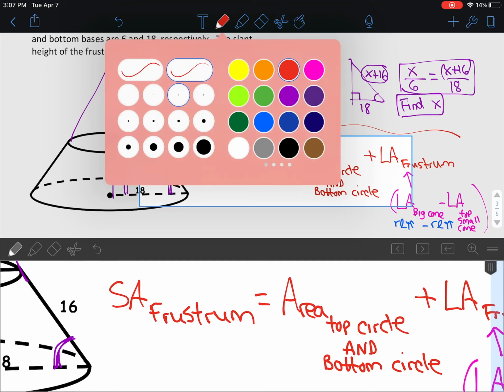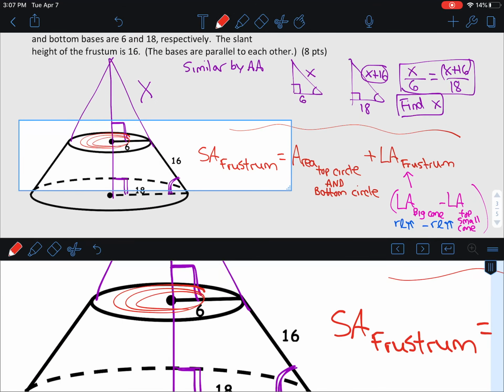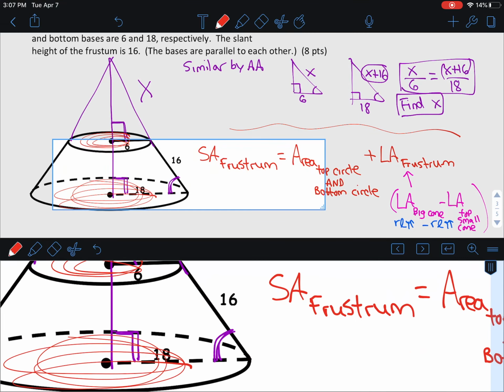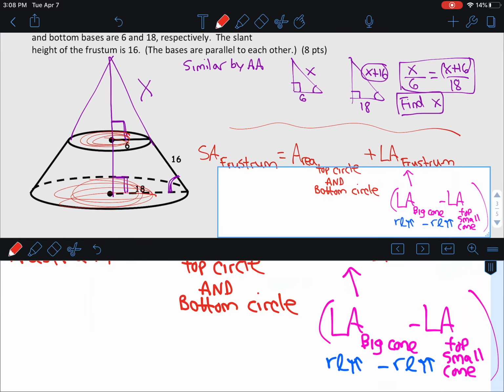and then the surface area of the frustum, the whole thing, is the area of the top circle. So again, you have this top circle that will get covered in paint. You got this bottom circle that will get covered in paint, and then you have to find the lateral area of the sides of this frustum, which is probably one of the more difficult parts to understand. So hopefully this makes sense.